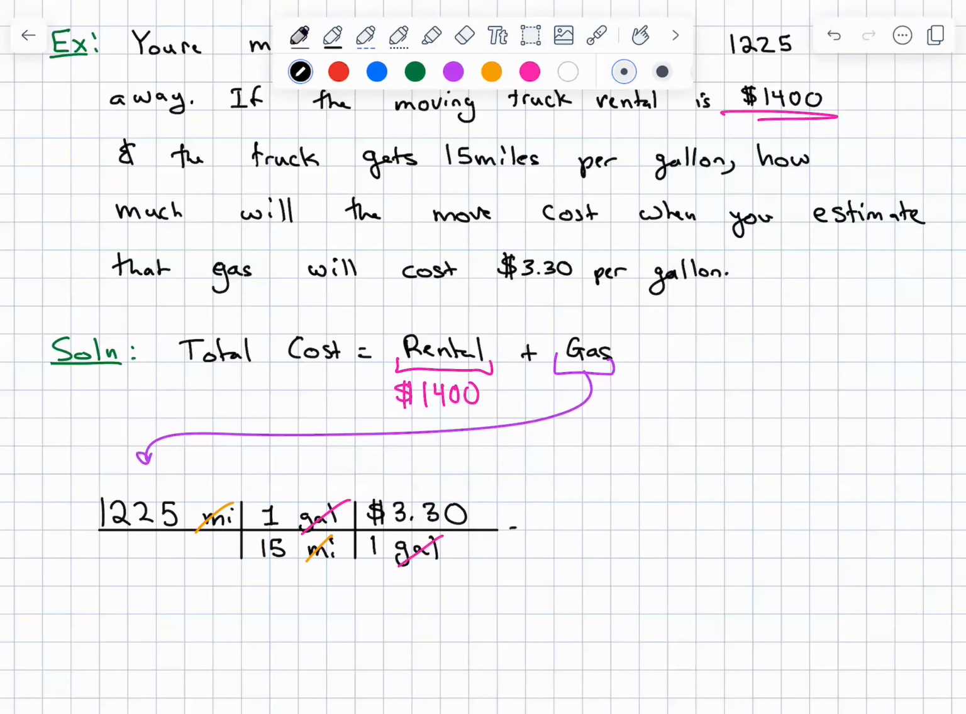All right. And that leaves me with just dollars. So we're good. We've got dollars, which is exactly what we need. So that's going to be 1,225 times 330 up top. And then down in the bottom, we got 15. And just to save on time, this ends up being $269.50. So $270 in gas.